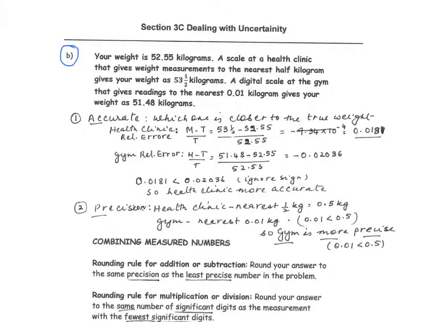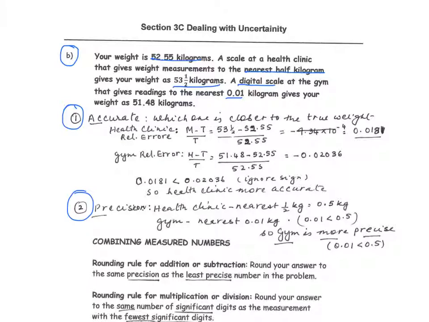Here's another problem where we compare two different types of measurements and see which one is more accurate and which one is more precise than the other. So your actual weight or your true weight is 52.55 kilograms. A scale at the health clinic measures to the nearest half kilogram and it shows a weight of 53.5 kilograms. There's another measurement, which is a digital scale at the gym, and it shows to the nearest 0.01 kilograms, gives your weight at 51.48 kilograms. So let's see which one is more accurate than the other and which one is more precise than the other.